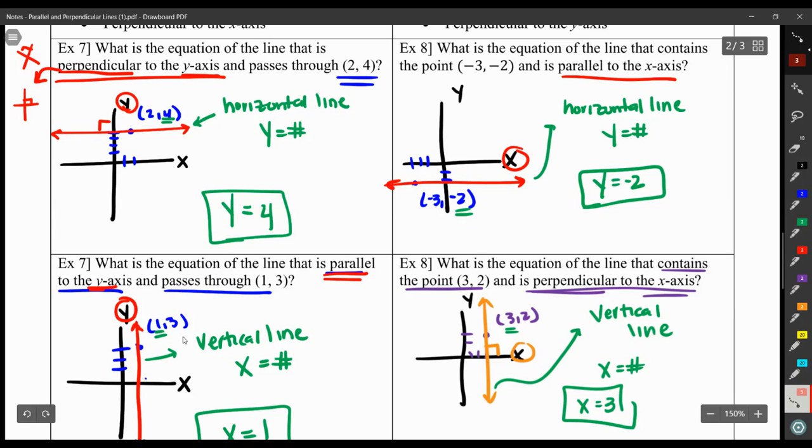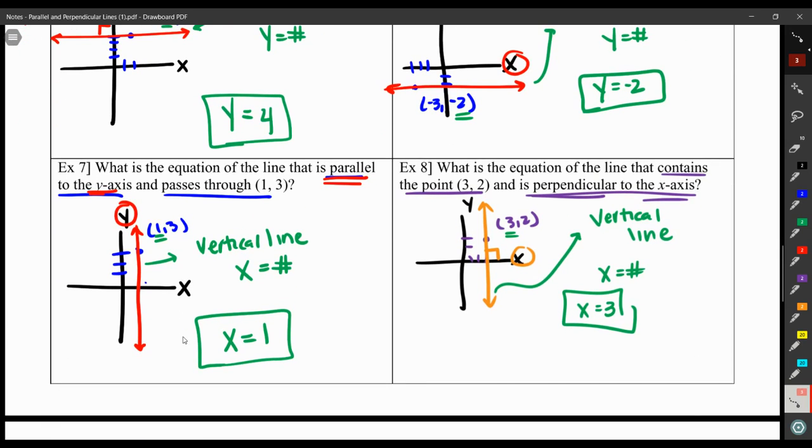What is the equation of the line that contains this coordinate and is parallel to the x-axis? Being parallel to the x-axis means I need to go in the same motion as the x-axis, so it's another horizontal line. If you notice, this single horizontal line can be two things. This is parallel to the x-axis, but it is also perpendicular to the y-axis. So the same line can do two different things depending on what you are comparing it to. Same thing with number 8 on the bottom. Perpendicular to the x-axis means that I need to make a right angle with the x-axis, so it's a vertical line. And vertical lines are always x equals, and the line runs through 3, 2.